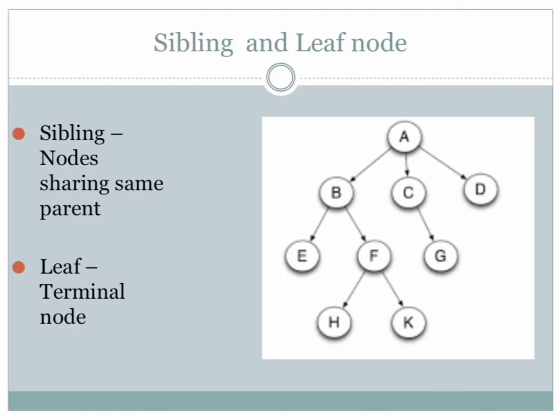And next is sibling and leaf node. Sibling nodes are the nodes which share the same parent. That is, you and your sister or your brother are siblings. You both belong to the same parents. So likewise in this diagram, E and F are sibling nodes who have the common parent B. And the leaf node is also called the terminal node. The terminal node has no children. It will be present at the last node. It has a degree of 0. We'll see what degree is. And here E, H, K, G and D are leaf nodes which has no children.